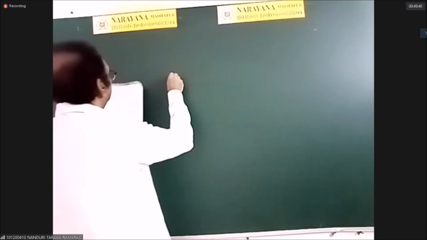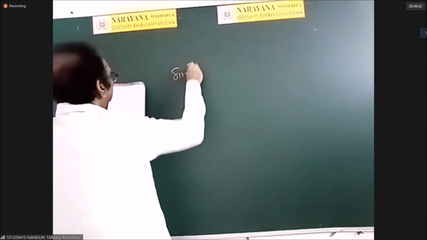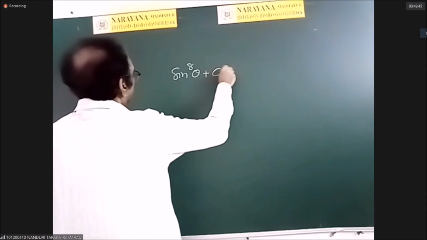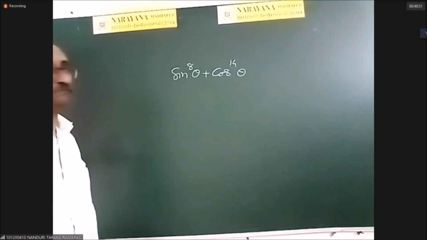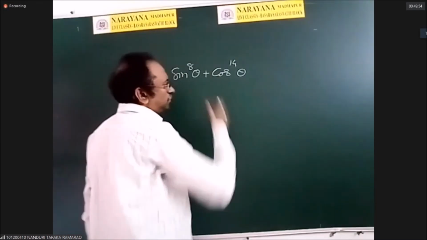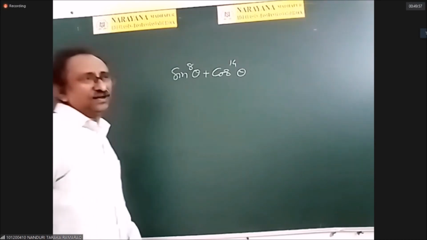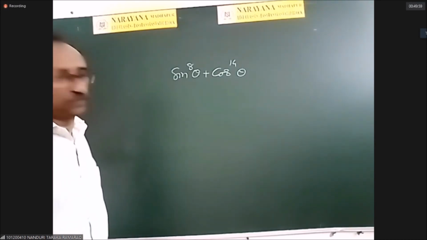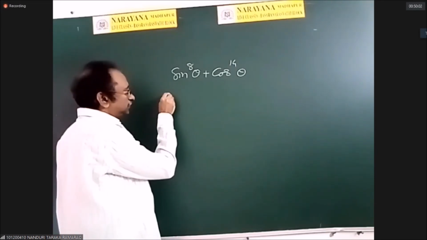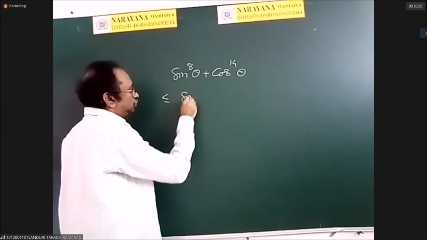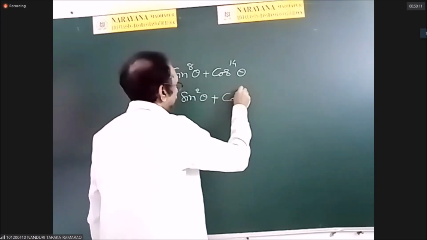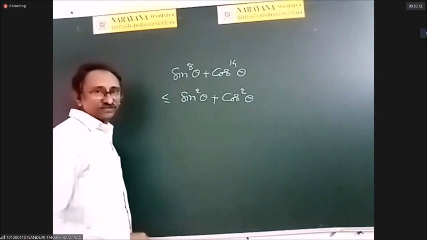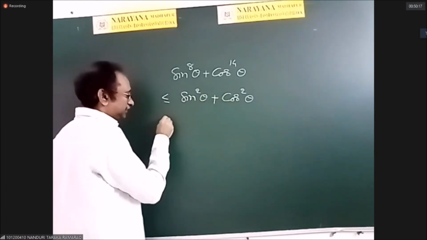Right. Next one. 56th question. So the function is sine power 8 theta plus cos power 14 theta. You just asked the range. See, this is whole power 8, this is whole power 14. We cannot simplify so that easily. It takes so much time. But we roughly observe that this is less than or equal to sine square theta, and this is less than or equal to cos square theta. And we get the maximum value. What is sine square theta plus cos square theta? 1.